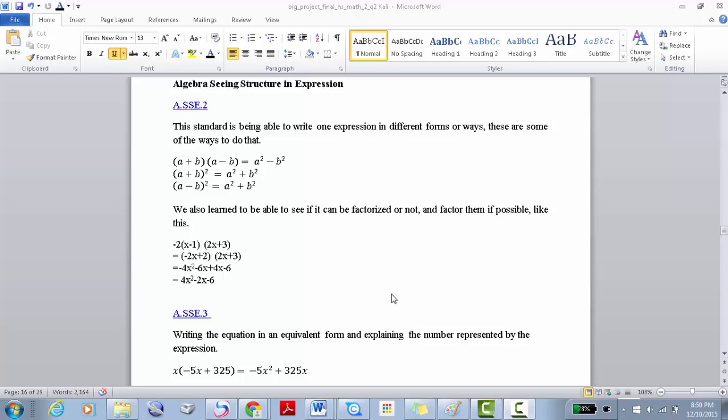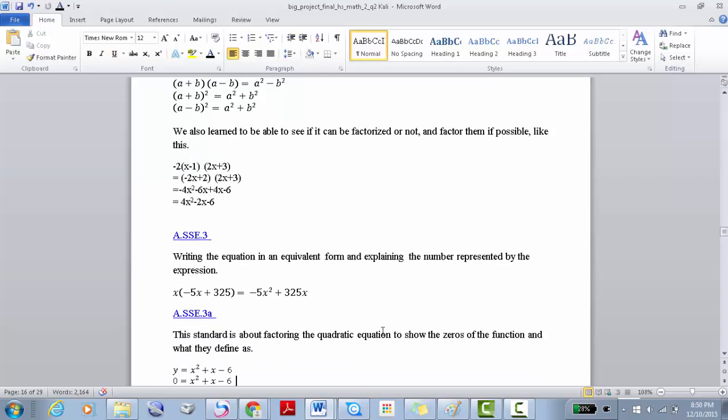An equivalent form is basically the same, it means the same thing, but it's written in a different way. So the answer is negative 5x squared plus 335x. The next standard is SSE3A.